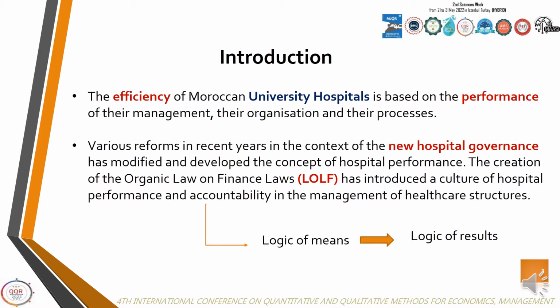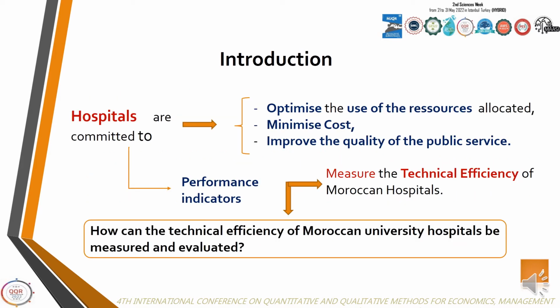The efficiency of Moroccan university hospitals is based on the performance of their management, their organization, and their processes. Various reforms in recent years, in the context of the new hospital governance, have modified and developed the concept of hospital performance. The aim is to move from a logic of means to a logic of results. So hospitals are committed to optimize the use of their resources, minimize costs, and improve the quality of the public service. So there are different indicators called performance indicators to measure the technical efficiency of Moroccan hospitals. So how can the technical efficiency of Moroccan university hospitals be measured and evaluated?